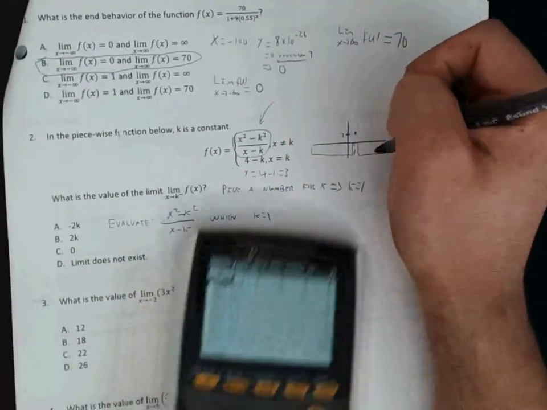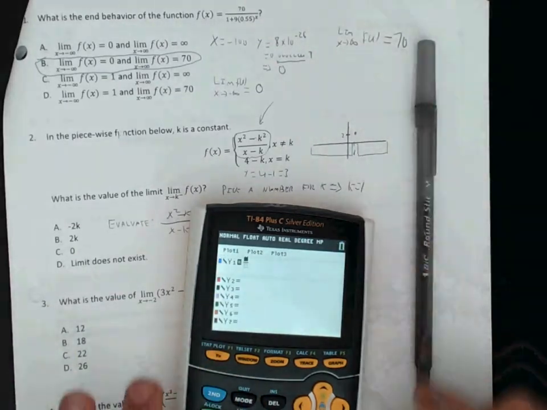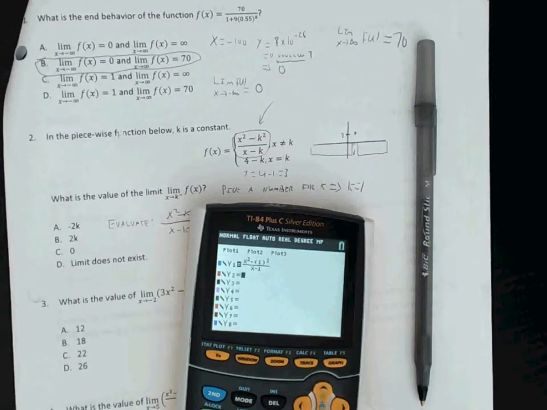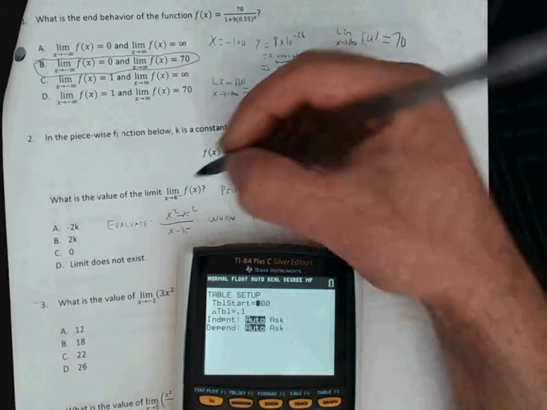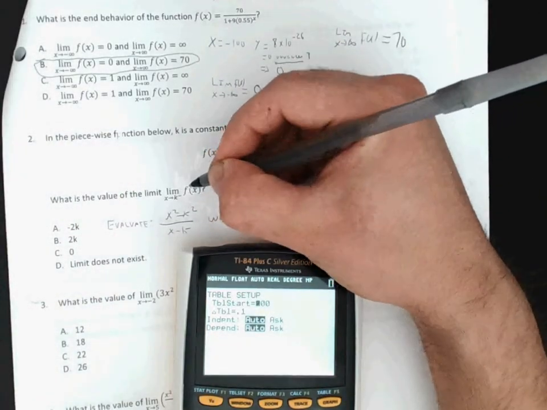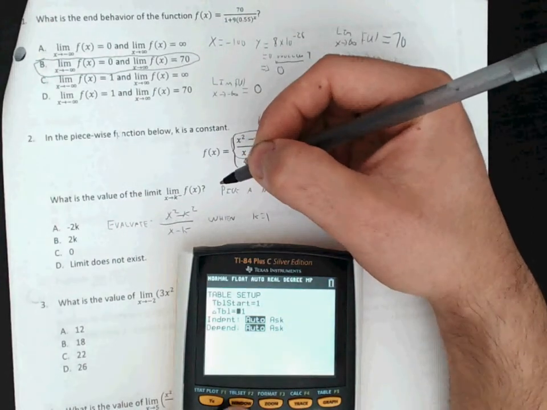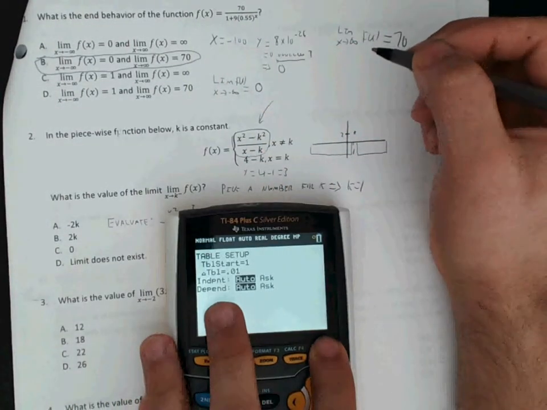So what we can do is plug that function into our calculator: x squared minus 1 squared over x minus 1. Alright, so now that we have the function in our calculator, we can go to second table set, and we're approaching the function as x approaches 1 from the left. So the table start is going to be at 1, and the delta table is going to be, let's do 0.01. And then we evaluate the table on our calculator.